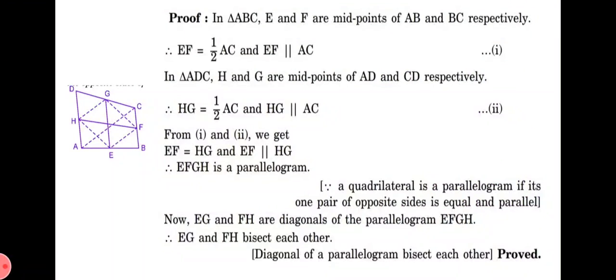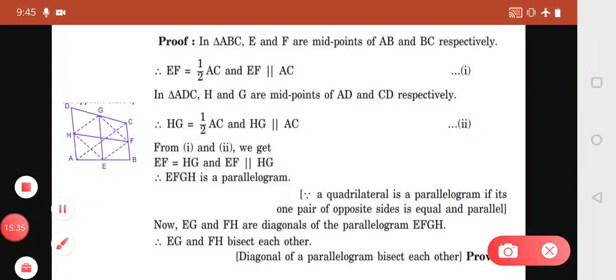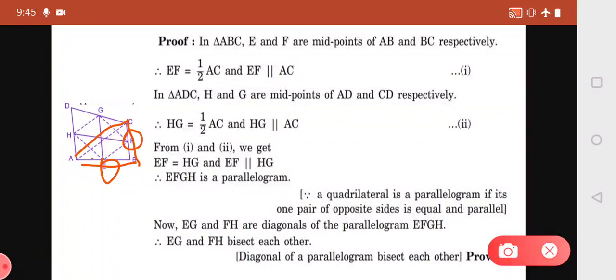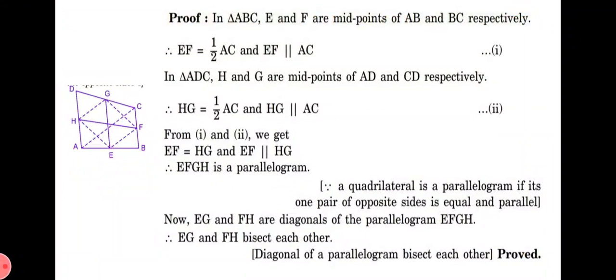So for proof, in triangle ABC, E and F are midpoints of AB and BC respectively. Yes, let's see in the figure. In triangle ABC, we know that E and F are the midpoints of AB and BC. So we get EF equal to half AC and EF is parallel to AC. Let it be number 1, and this is by midpoint theorem.